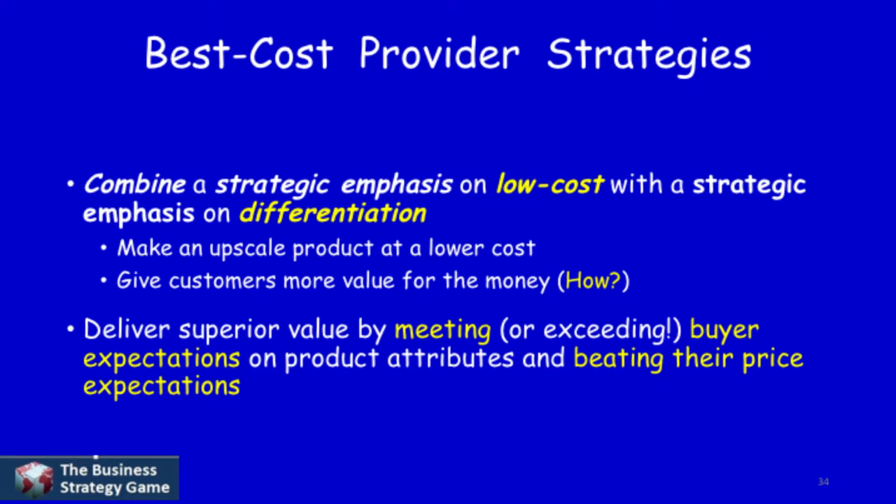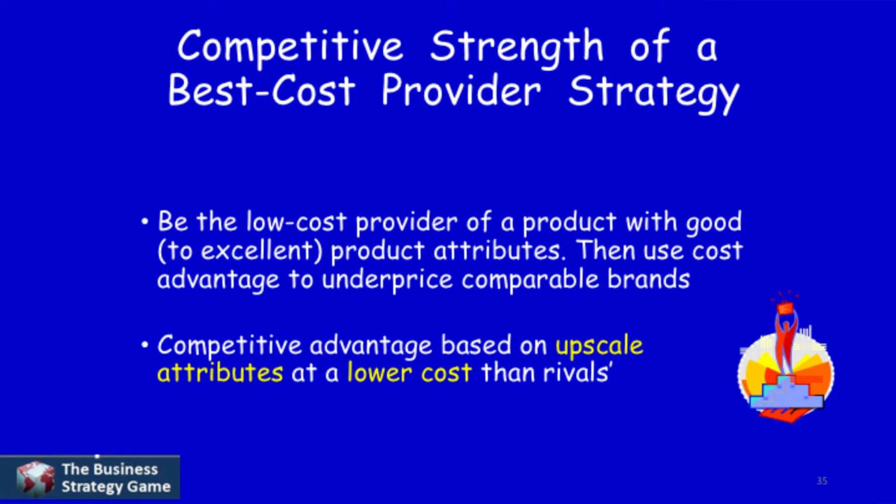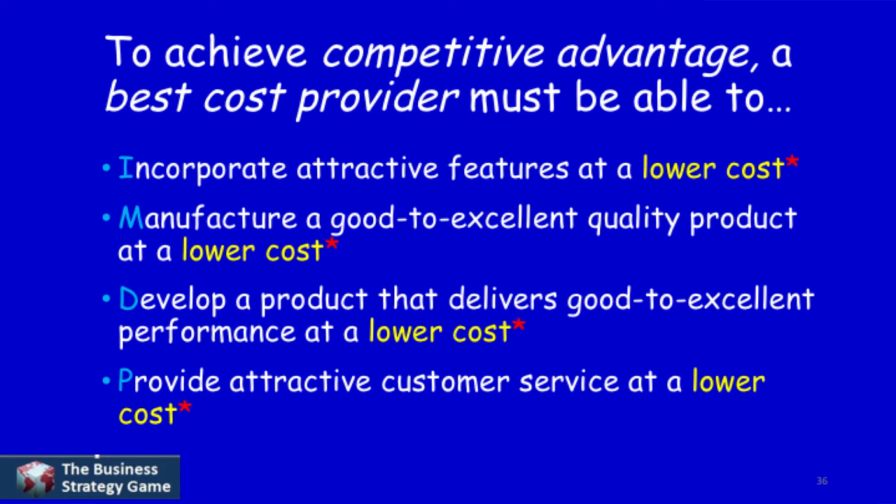So we're trying to constantly exceed what the buyer expects to get out of the product by giving them more benefits. Your competitive strength as a best cost provider is to be the low cost provider of the product with good to excellent product characteristics, and then take that cost advantage to underprice your competitors, and at the same time have a competitive advantage based on upscale attributes at a lower cost than your rivals. So everything in this is always focused on cost.